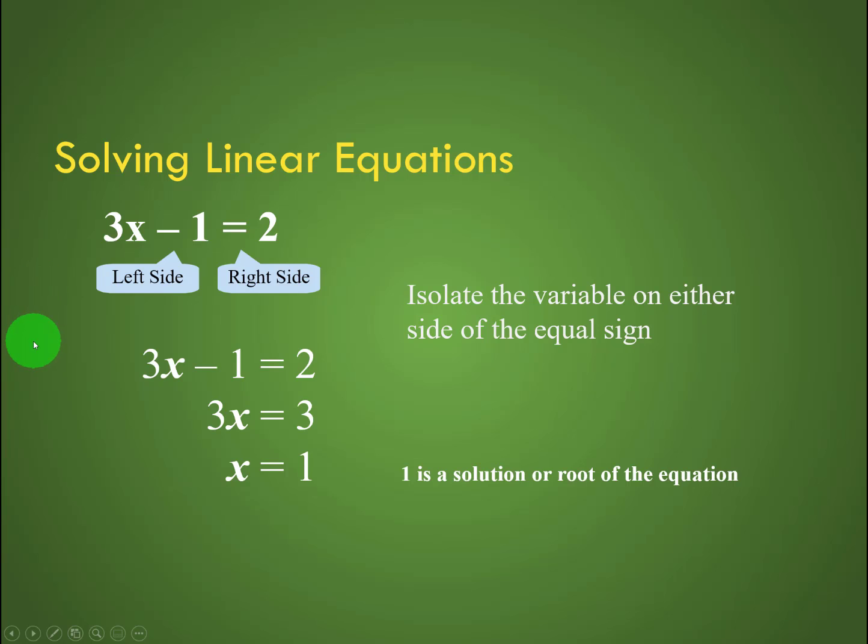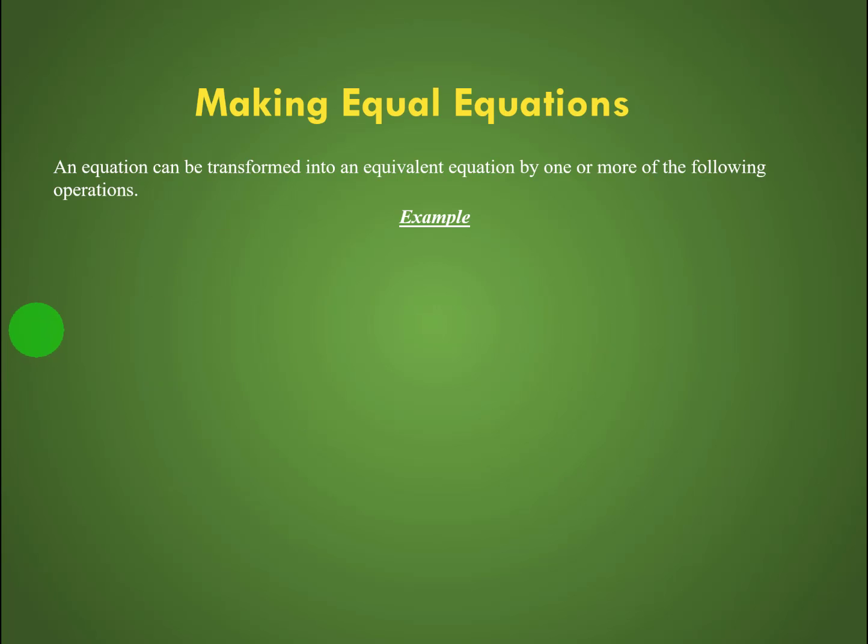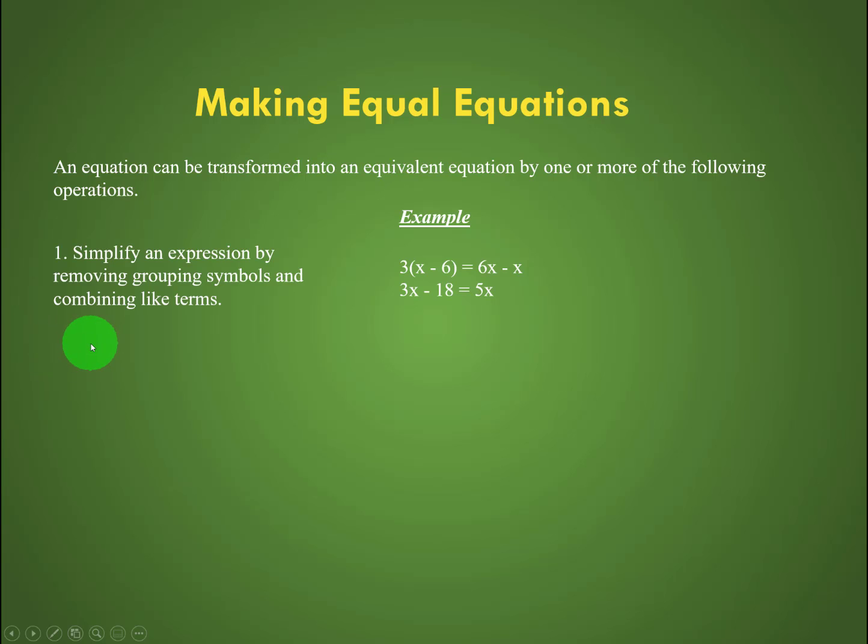And finally, we're going to get rid of the 3 by dividing both sides by 3. And you end up with x is equal to 1. That's our answer or solution, or sometimes called the root of the equation. Next, we're going to take a look at some examples of equations in more challenging forms where you have to isolate the variable, isolate the x.